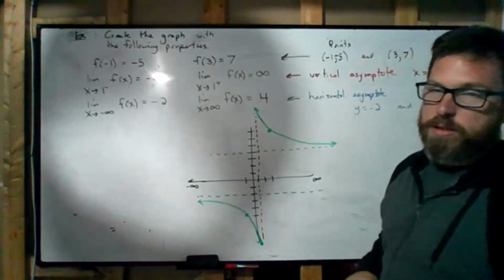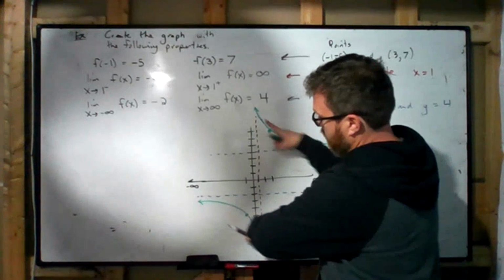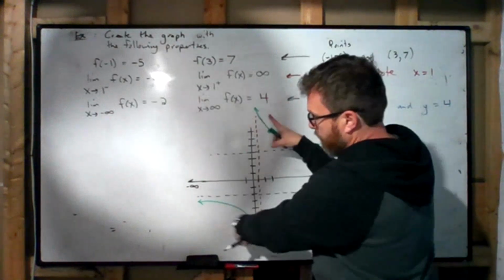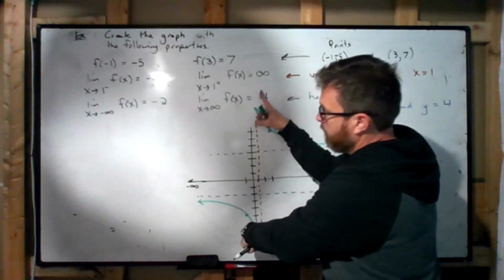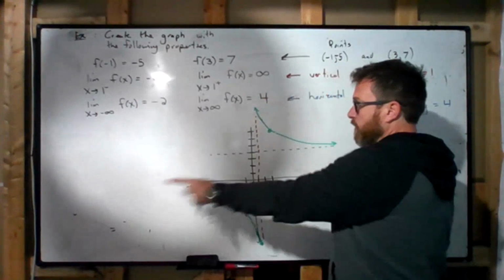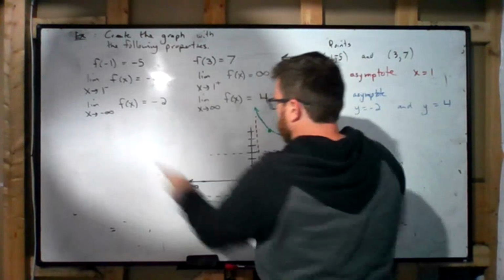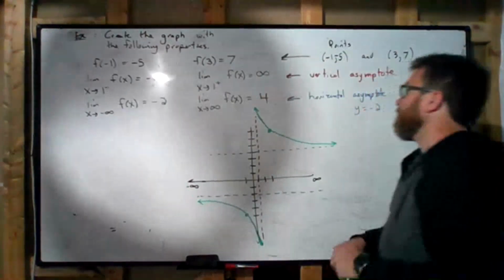So that's a graph that has those properties. It goes through those two points. It has those infinite limits as I approach 1 from the negative side and from the positive side: negative infinity, positive infinity. And as x goes to negative infinity I go to -2, and to positive 4 when I'm going this way.